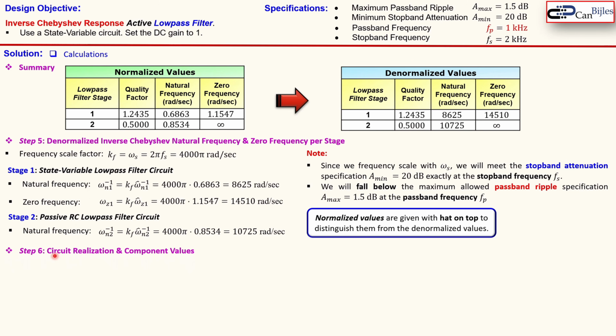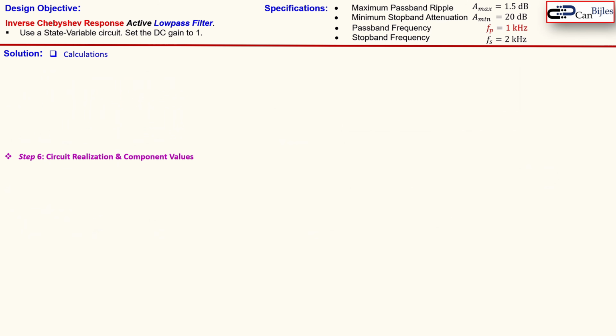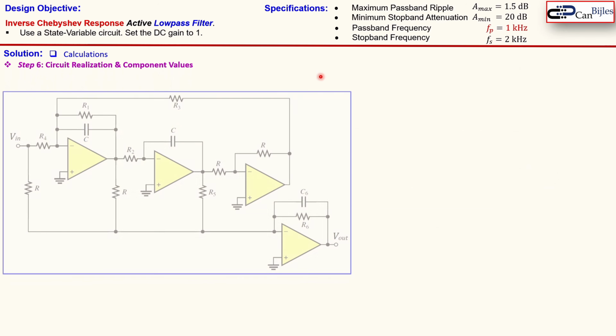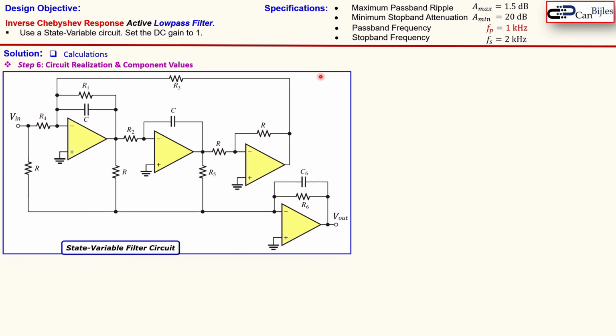Okay, now we go to the next step, which is our circuit realization and the component values. So we will jump to that. So this is the circuit we will use. It's given here. This is the state variable filter circuit. You see here a couple of operational amplifiers and a lot of resistors and capacitors. We will see shortly how we do that for each stage.